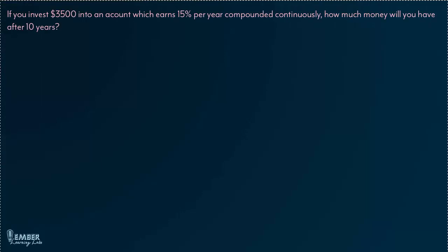All right, here it is. If you invest $3,500 into an account which earns 15% per year compounded continuously, and that's an important word, right? How much money will you have after 10 years? If it said compounded annually or compounded monthly or some other version, you would have to use our longer version of this formula. But since it says compounded continuously, and we're looking for the A at the end, we're going to use the exponential.